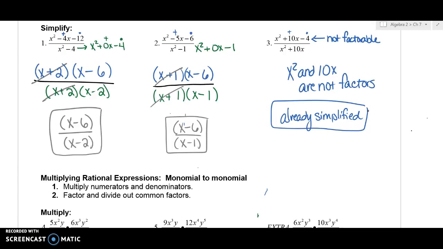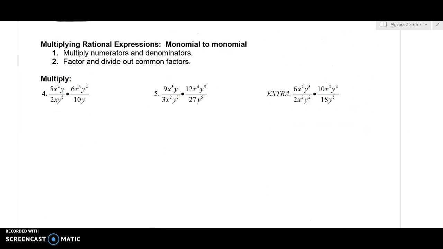Number 1 and number 2, by factoring and canceling, we can write a simpler expression than what we started with. Number 3, there's no way to simplify it further than what it already is. Number 4, we are multiplying a rational monomial to another rational monomial. Your strategy is going to be multiply everything on the top together, everything on the bottom together, and then simplify.